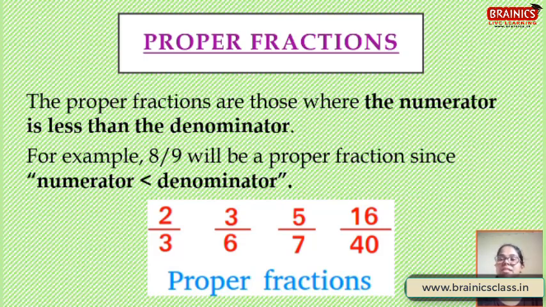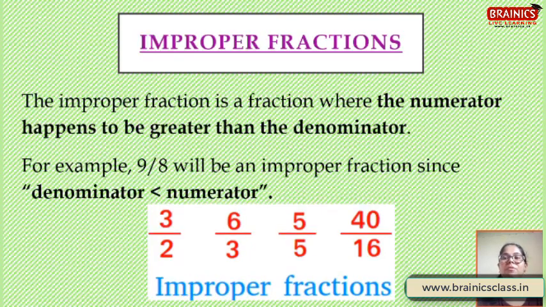Now see this example. 8 upon 9 will be a proper fraction since the numerator is smaller than the denominator. These 4 examples are given. 2 upon 3: numerator is smaller and denominator is greater. 3 upon 6: numerator is small, denominator is big. 5 upon 7: numerator is small, denominator is big. 16 upon 40: numerator is small, denominator is big. So all these are proper fractions.